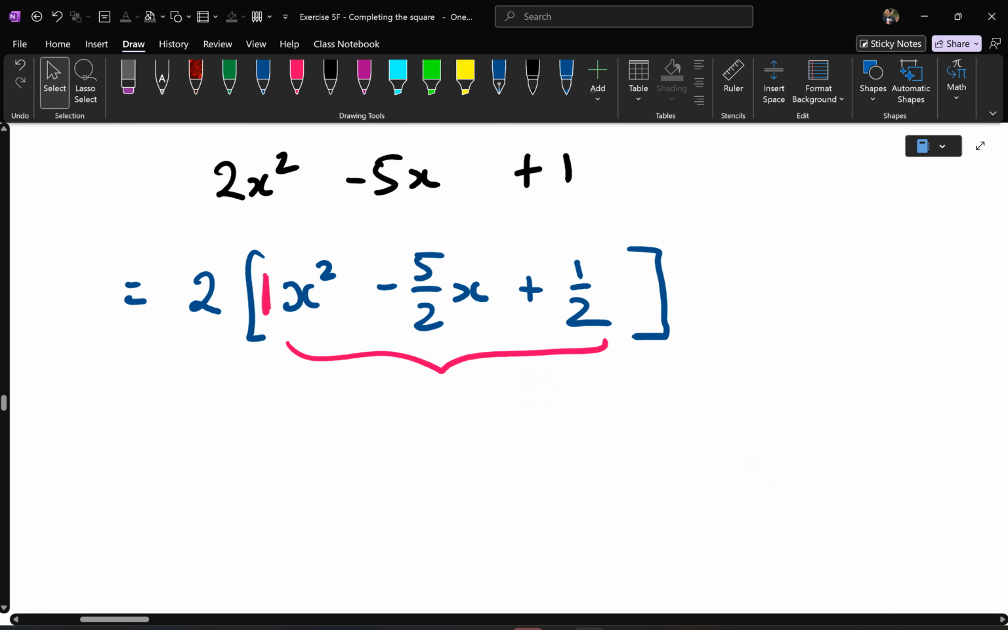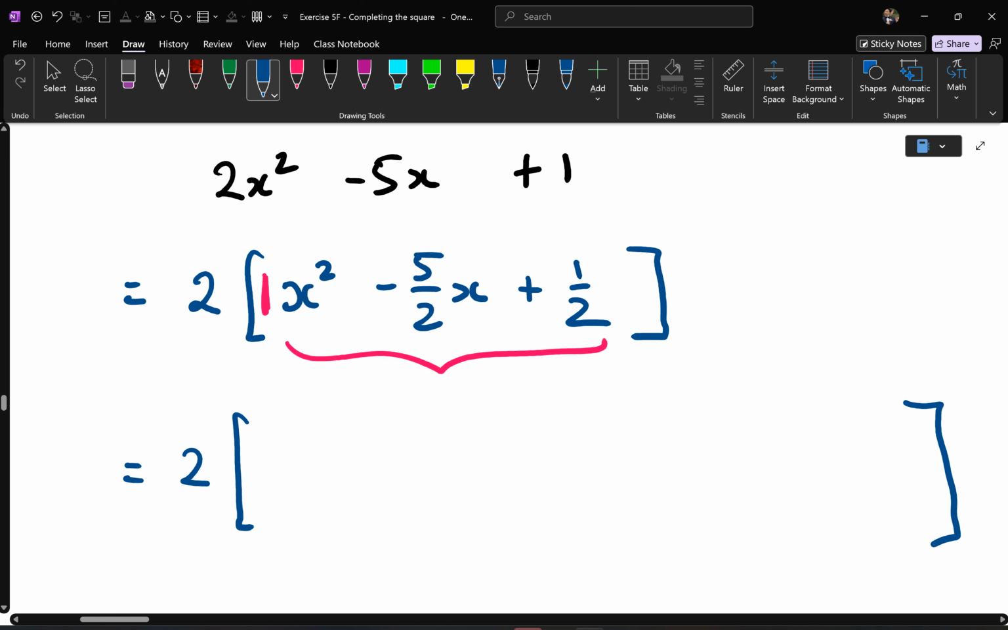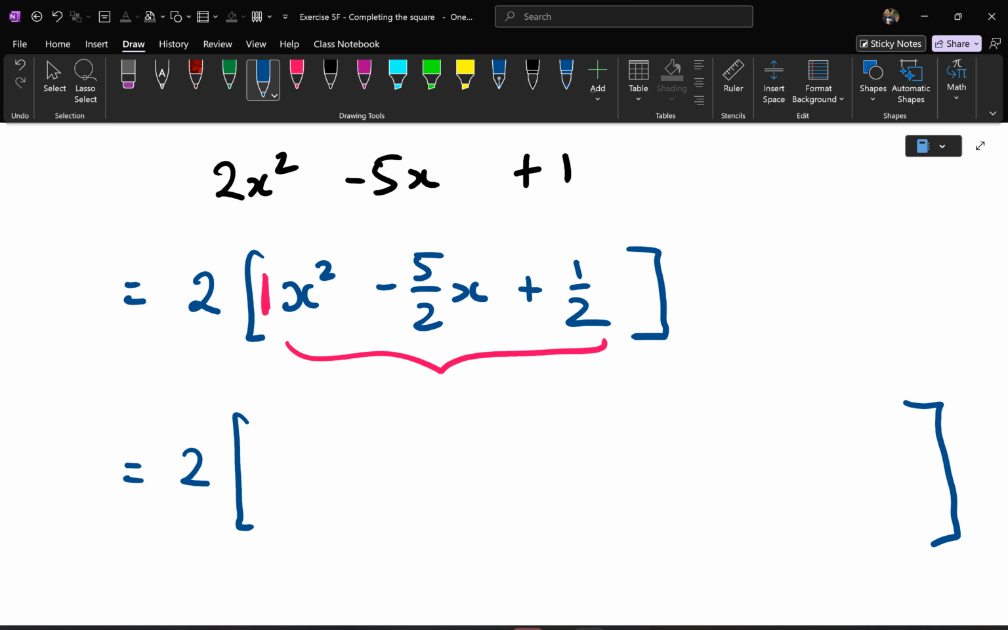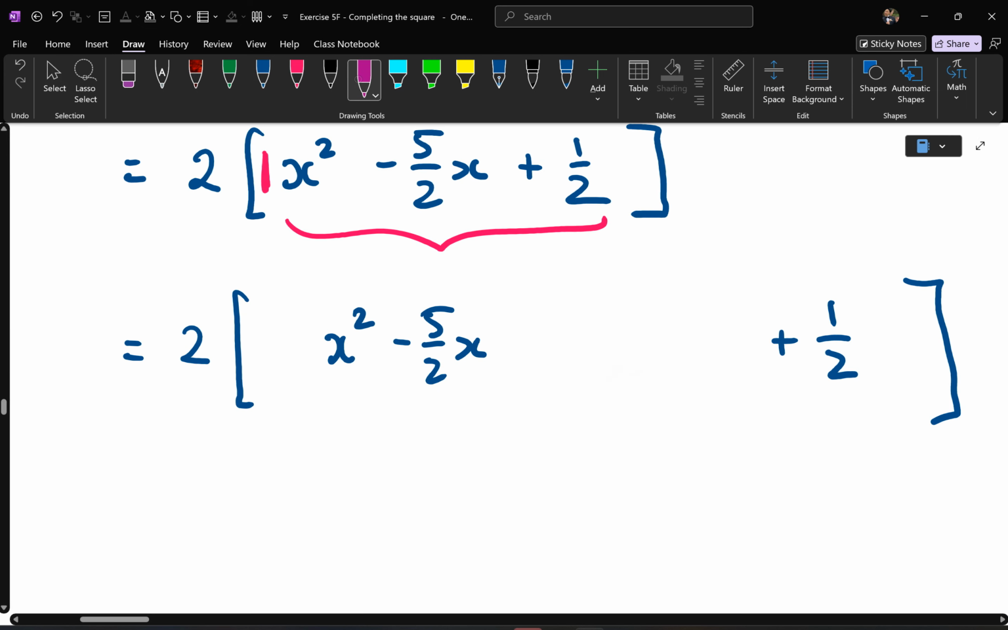So from this step, keep the 2. Your notation is important, so I'm going to do massive brackets out here. This is what you're trying to factorize, completing the square. So this is what I have. I have x squared, I have a -5 on 2x, and I have a plus half. The question is, what should the last number be in order for me to have a perfect square?